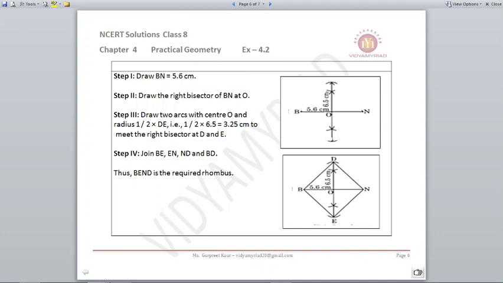But where will be my compass point? Where should I keep it? I will keep it at O. O is my center point. I will keep my compass at O, and I will mark that point as D up and mark the point E down, and thus join. So with this your required rhombus is made.